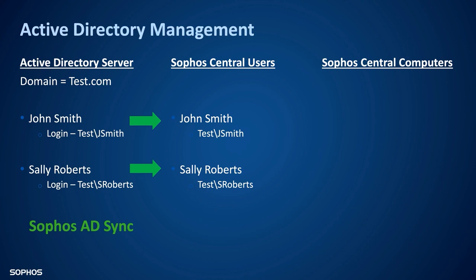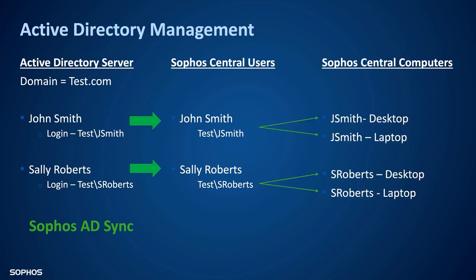domain/username. From here, we're going to be able to see that if John Smith and Sally Roberts both have two devices and they log onto those devices, it is going to associate both those users to that same account. The end result here is going to be two Sophos Central user licenses.